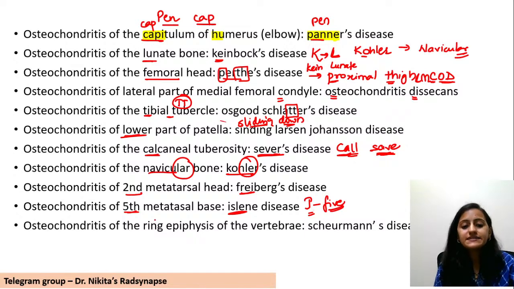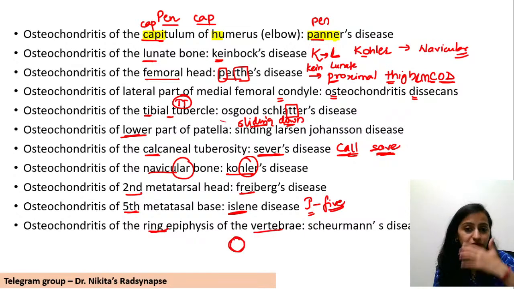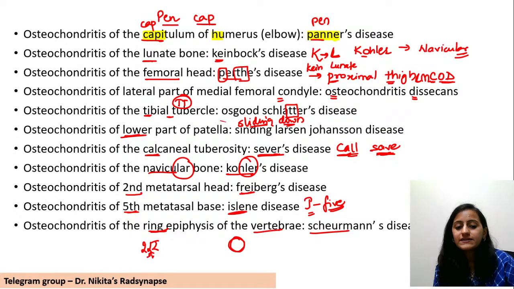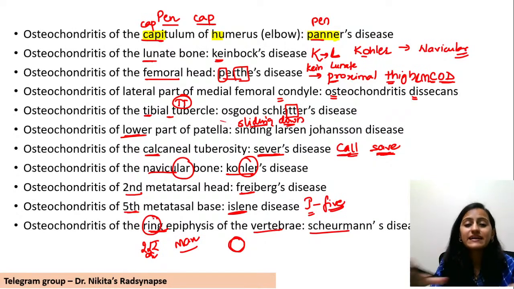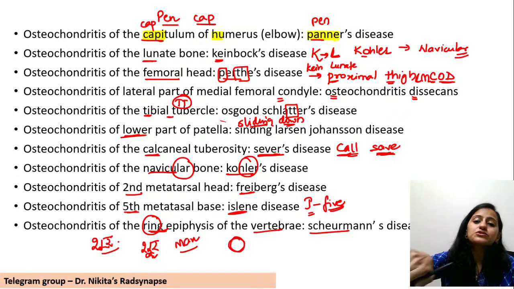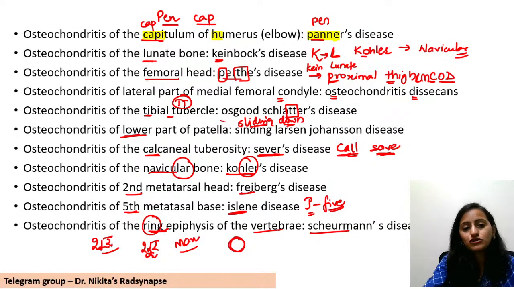That is Island disease. Ring epiphysis of the vertebra, that is Scheuermann's disease. So remember that only Shureman. In Hindi, Shure matlab a brave man who is the only one who will enter into the ring. Okay, the boxing ring. Someone who's courageous, someone who is sure will only enter into the ring. So ring epiphysis is your Shureman.